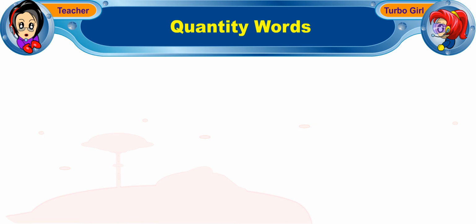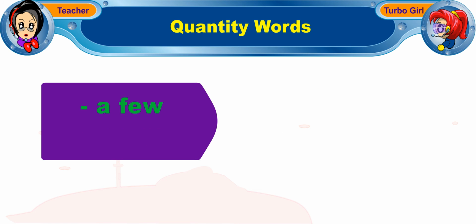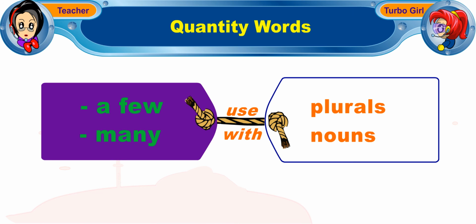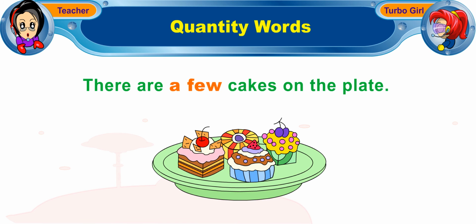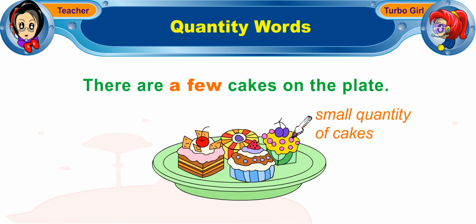We use the quantity words a few and many with plural nouns. Let's look at a few first. Look at this example. There are a few cakes on the plate. We use the quantity word a few because we are referring to only a small quantity of cakes.